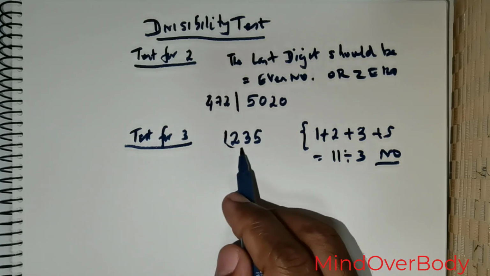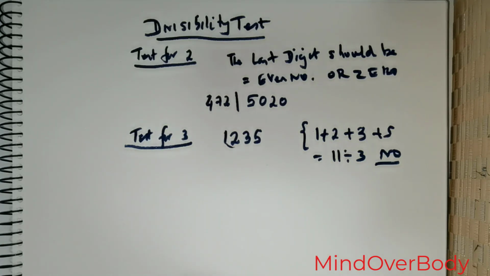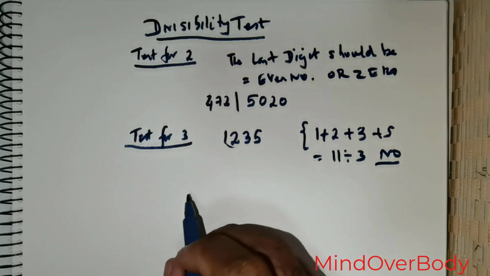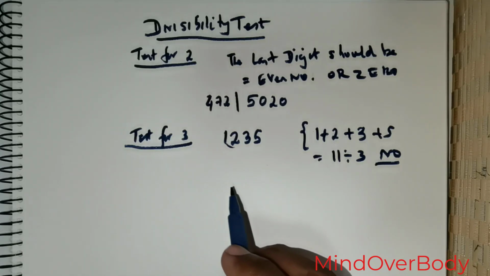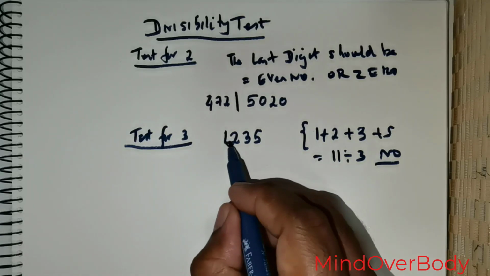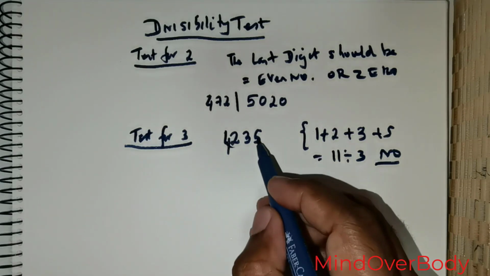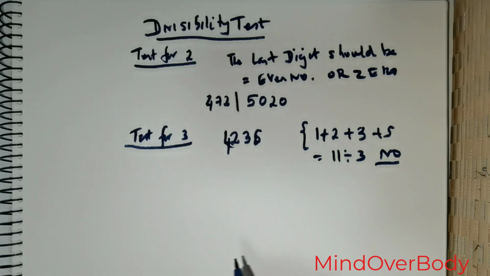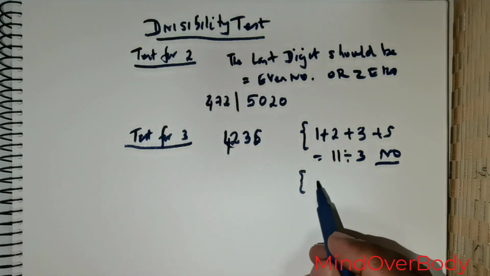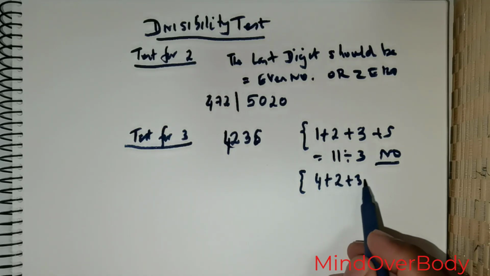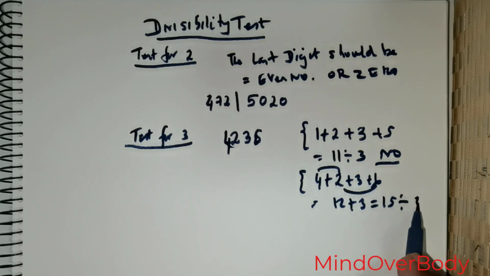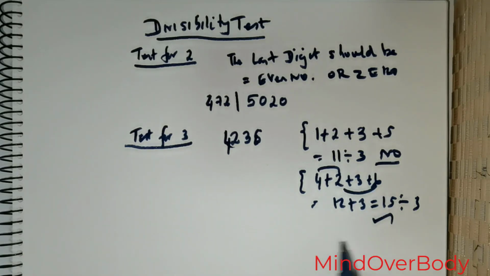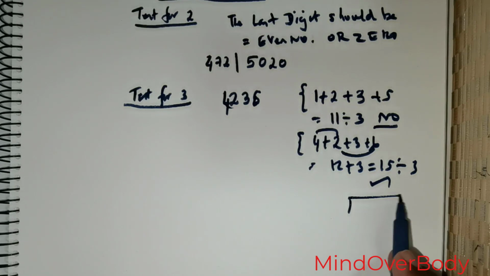Now suppose the number is a little bit different: instead of a 1, I have a 4, and instead of a 5, I have the number 6. So is this number, 4236, divisible by 3? Let's check that out. All you need to do is add 4 with 2 with 3 with 6. 4 plus 2 is 6, 6 plus 6 is 12, 12 added with 3 gives me 15. Is 15 divisible by 3? Yes, it is.